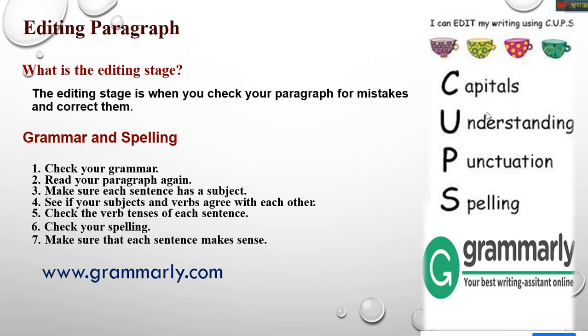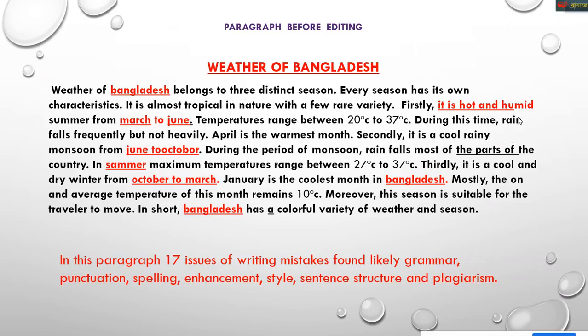Okay, so go for the next. Here is our main paragraph. As I mentioned at the very beginning, in the second slide, today we will go for writing a new paragraph. Our today's topic is weather of Bangladesh. You see, I have written a paragraph. This is before editing. This is a raw paragraph, I mean, I have not edited it yet.